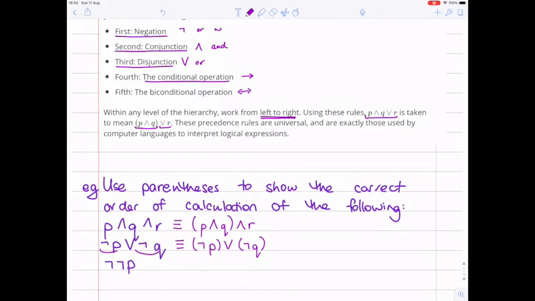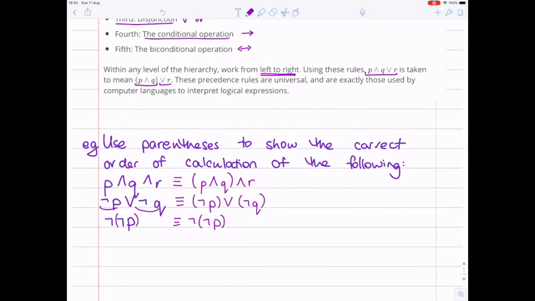And if we look at this next one, now we have not P. Well, deal with negation first. So we're going to negate P first, and now we work left to right. So we have not P. And as you would imagine, this will come out as just P if you were to check the truth table.